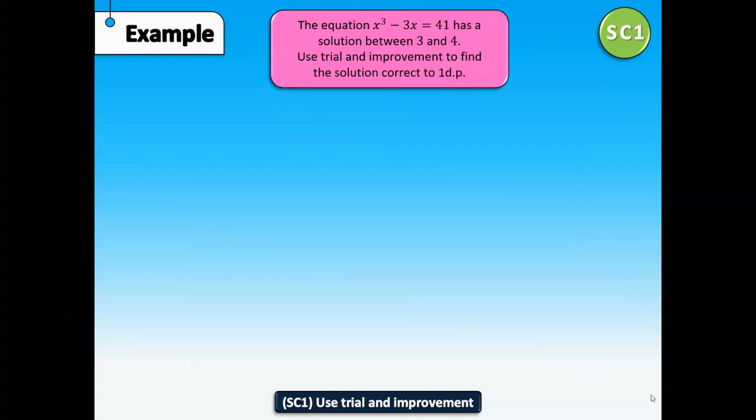This question says the equation x cubed minus 3x equals 41 has a solution between 3 and 4. And we want to use trial and improvement to find the solution to one decimal place. So this means this equation has an x value that's between 3 and 4. So we want to find out what that x value is to one decimal place.